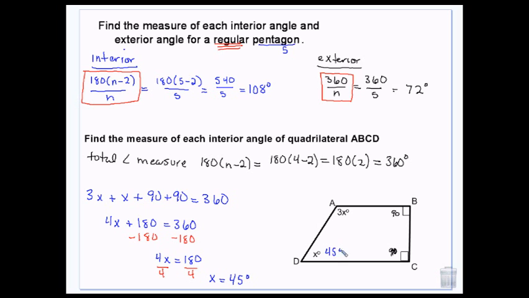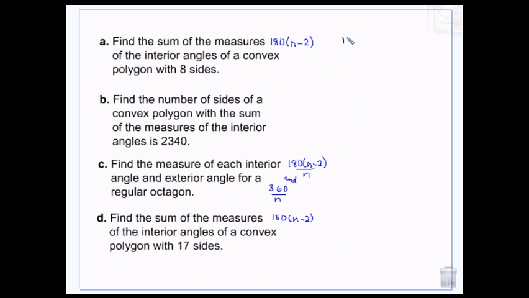That's this one. So now I just need to find 3x. So I'm just going to say 3 times 45. So that one's 135. And those will all add up to 360. So I'm going to do 180 times 8 minus 2, or 180 times 6, which is 1080.